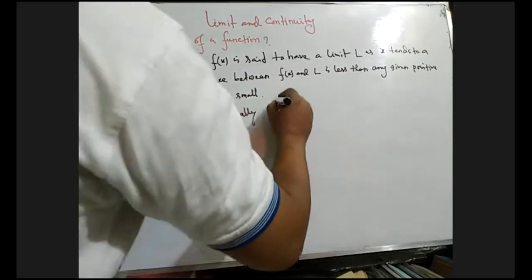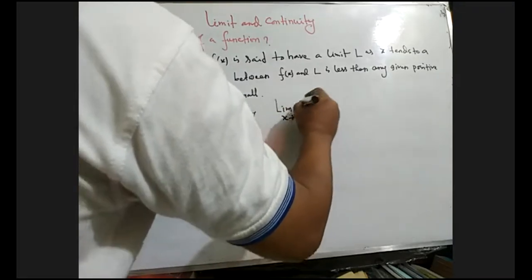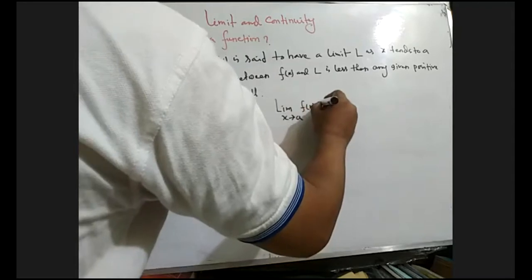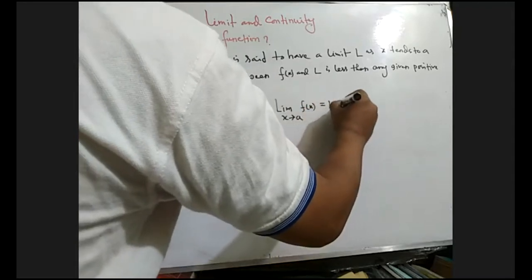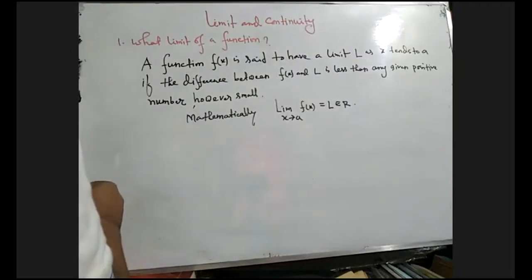Limit as x tends to a of f of x equals L. L must be a real number. You must remember that L must be a real number.